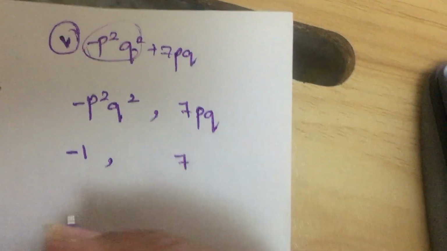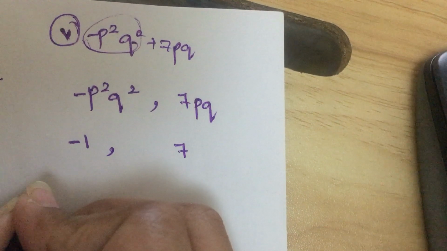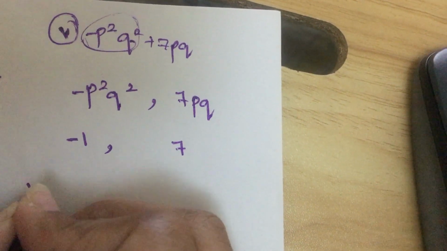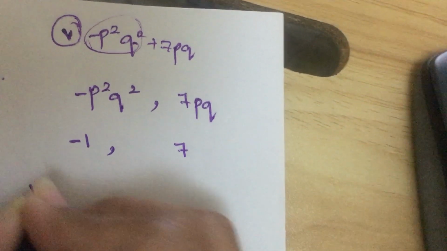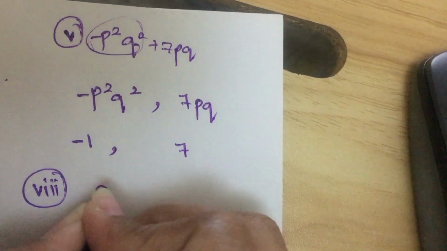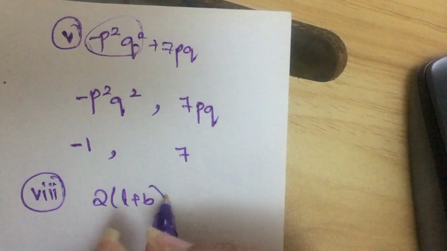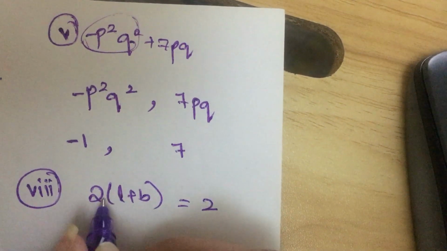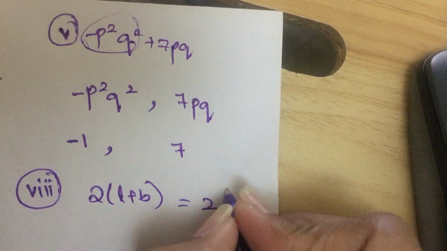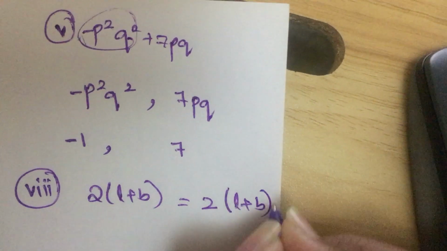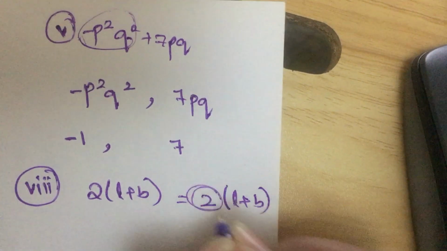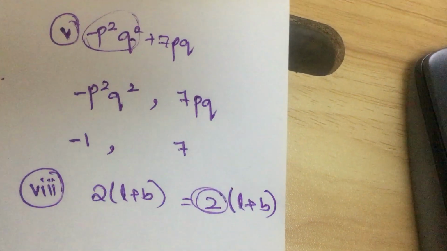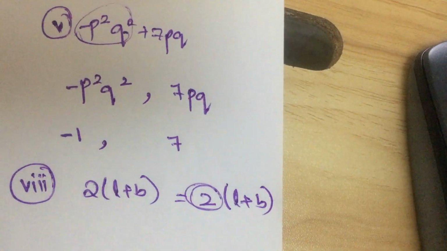Likewise going with the eighth one. It is 2 into (l plus b). So the terms are going to be 2 and (l plus b) will be the term here. This is one term itself, and this 2 becomes the coefficient here. That's how we do these questions.